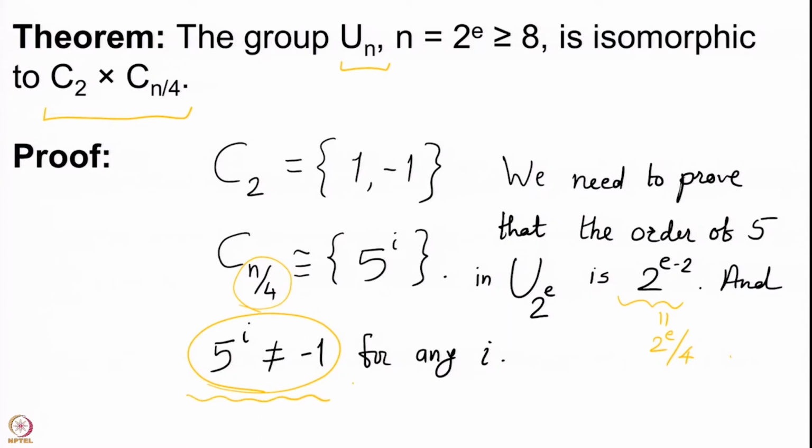So, there are two things that we have to show. We have to show that the order of the element 5 is the correct number, 2 power e minus 2, and we will then show that 5 power i cannot be equal to minus 1 in this group. Then we are done. Then we will simply call upon some result in group theory, use that and deduce our result. So, we are going to do only the number theory part here and not do any of the group theory part. So, the first part in number theory is to show that the order of 5 is the exact number that we want.